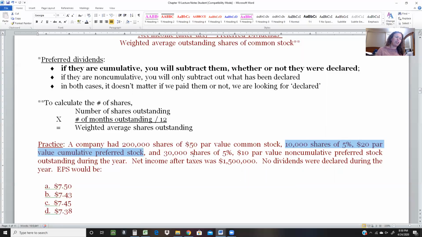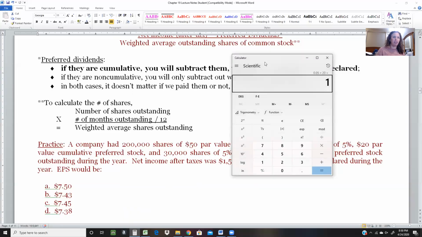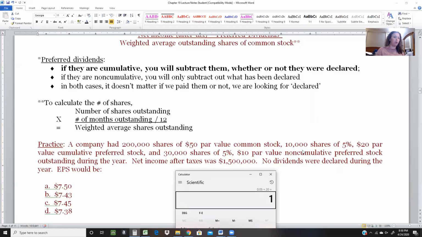And then there's also 30,000 shares of 5% $10 par value non-cumulative preferred stock. Non-cumulative is not normal; we hardly deal with that at all, but it means no arrears, and 5% of the $10 par value is 50 cents a share. There are 30,000 shares of those. Net income is 1.5 million. No dividends were declared during the year.